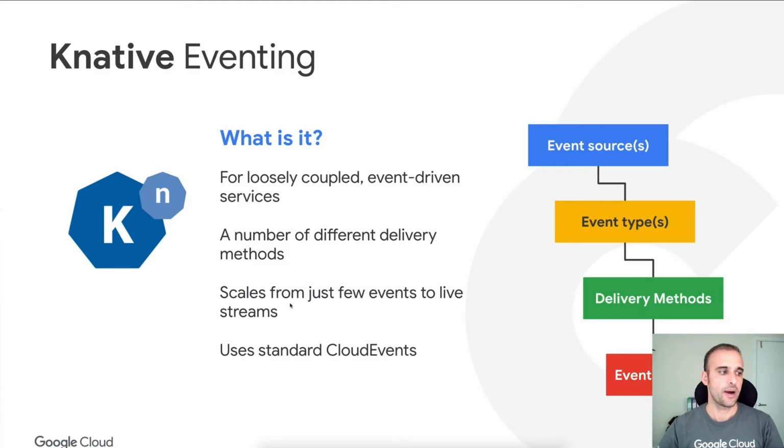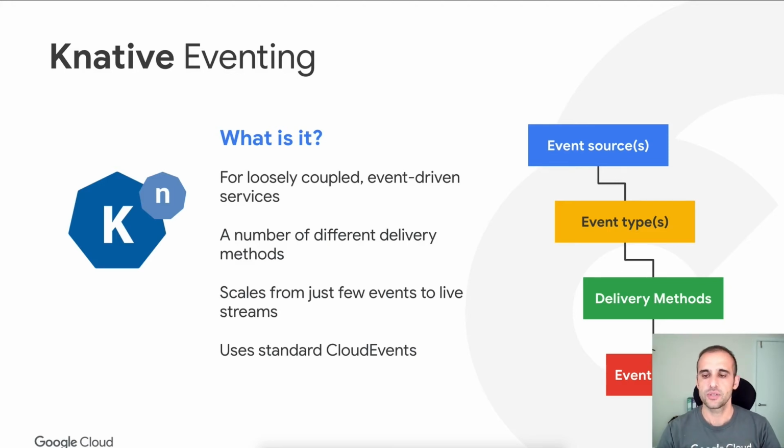Now, the second part I want to mention is Knative Eventing. All Knative Eventing tries to do is connect certain event sources to event consumers with certain delivery methods in the middle. So it tries to connect different kinds of event sources to different kinds of event consumers with some kind of control in the middle, where you can define how those events will flow in your system.